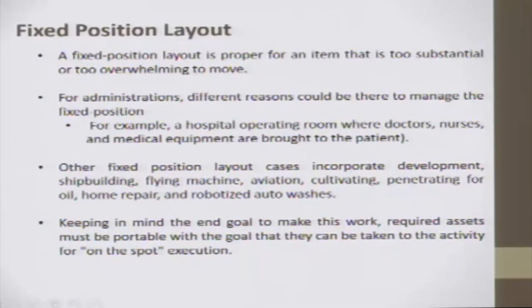So next is fixed position layout. Let me take a break here, and in the second part of this lecture I'll discuss fixed position layout. Then we'll discuss about combination layout. Combination layout is the combination of process and product layout. Where is it beneficial? We'll see. And why do we need combination layout? Then is cellular layout. Cellular layout is very prominent, very widely used in industry these days. We'll see about what is group technology, what is flexible manufacturing system, certain introduction to this one. So let us meet back in the next part of this lecture. Thank you.